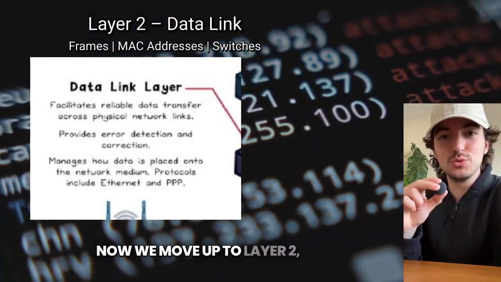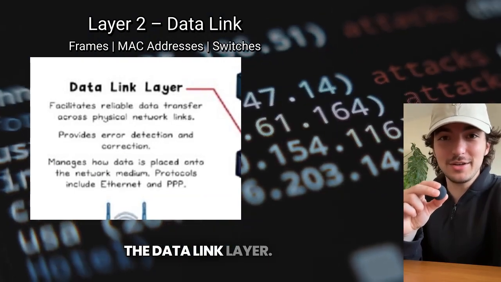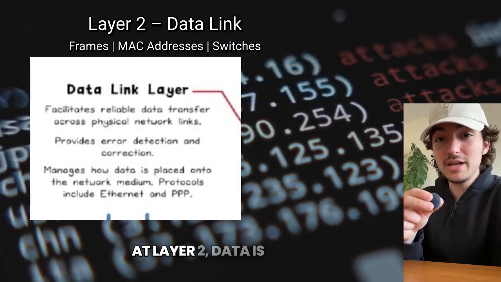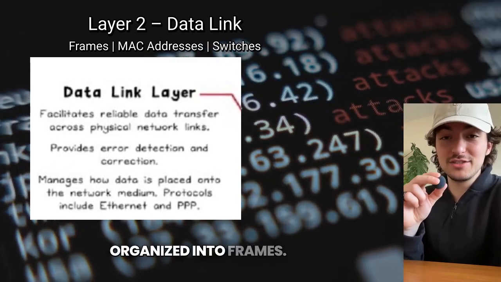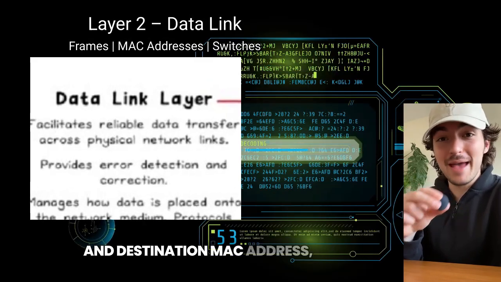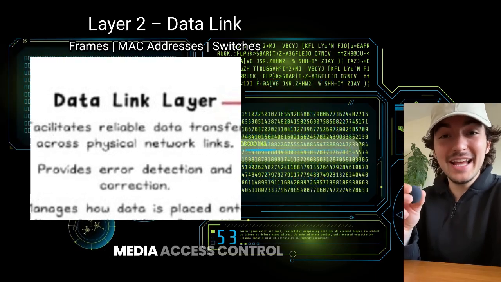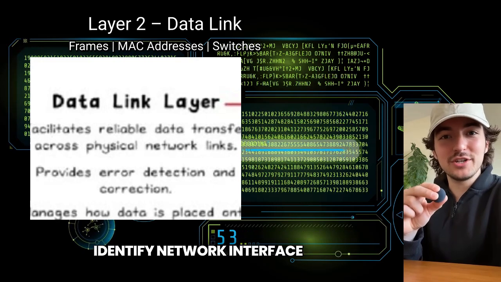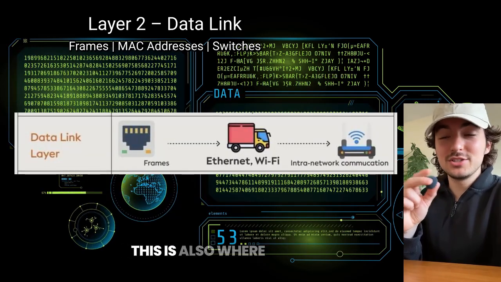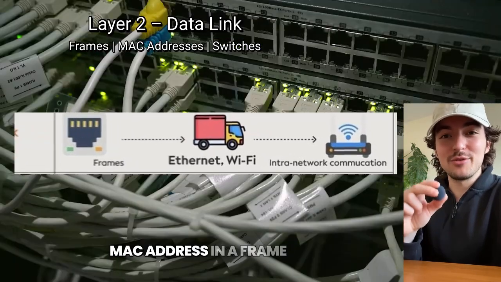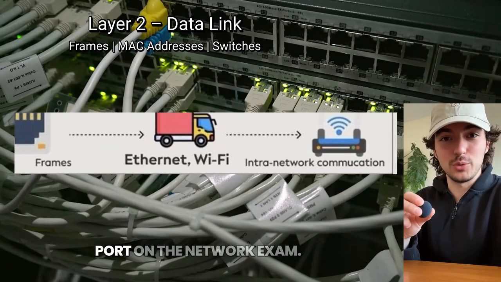Now we move up to layer 2, the data link layer. This is where things start getting structured. At layer 2, data is organized into frames. Each frame contains a source and destination MAC address, media access control addresses, which uniquely identify network interface cards on a local network. This is also where switches operate. A switch reads the destination MAC address in a frame and forwards it to the correct port.